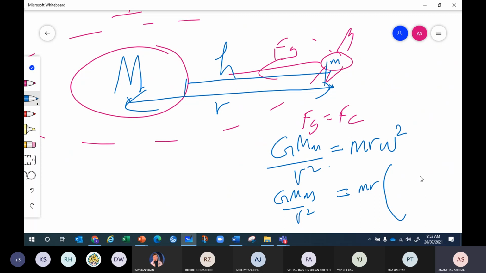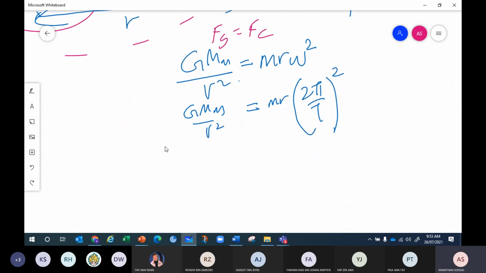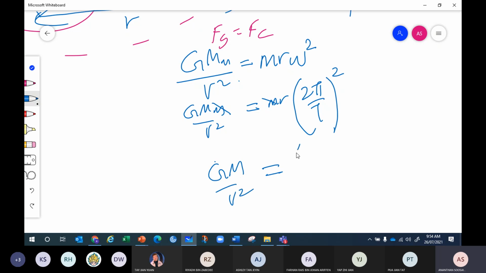Equals mr omega squared. Omega, if you put in terms of period, will be what? Omega is 2 pi over T, right? So we put omega as 2 pi over T here. So what happened? Equate. The mass cancels, so GM over r squared equals, when you expand, 4 pi squared over T squared times r. So you rearrange for T squared, and you get this formula: 4 pi squared over GM times r cubed.